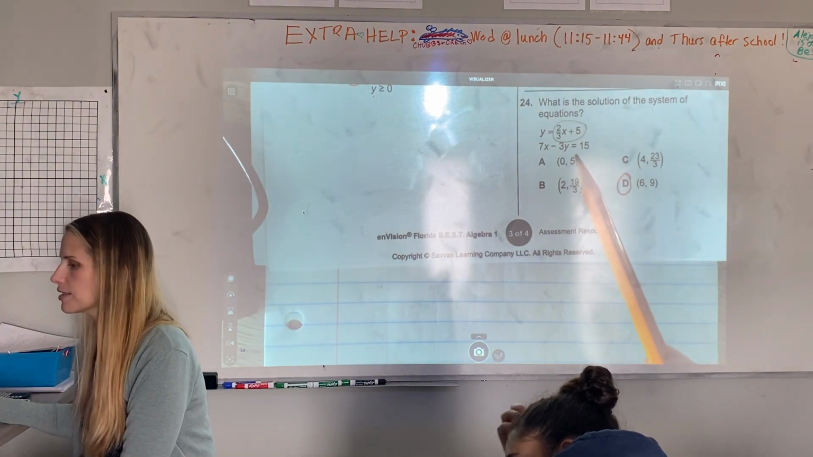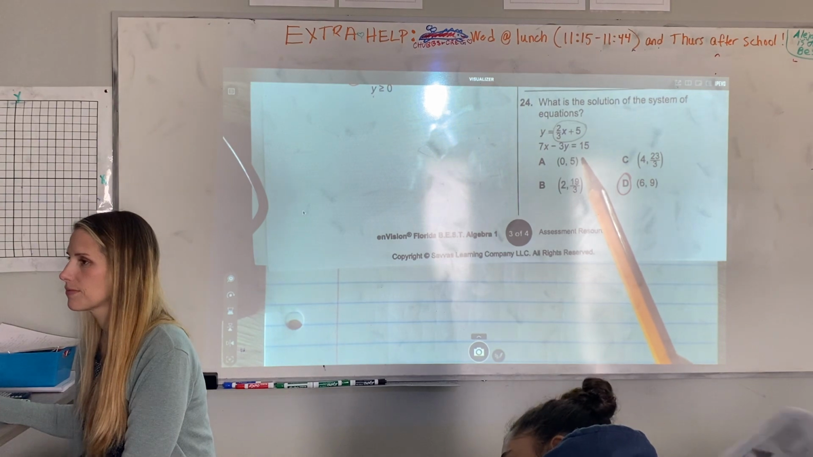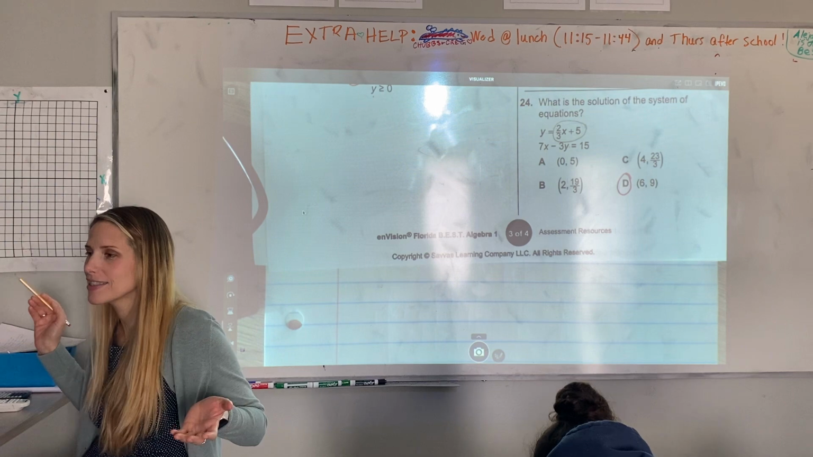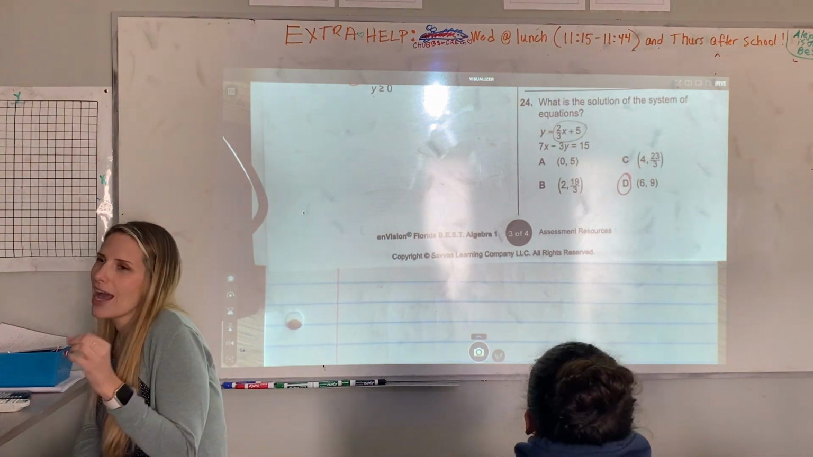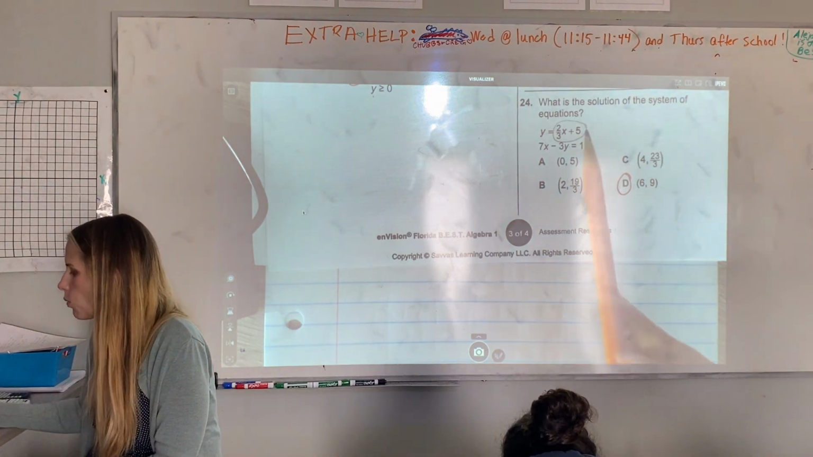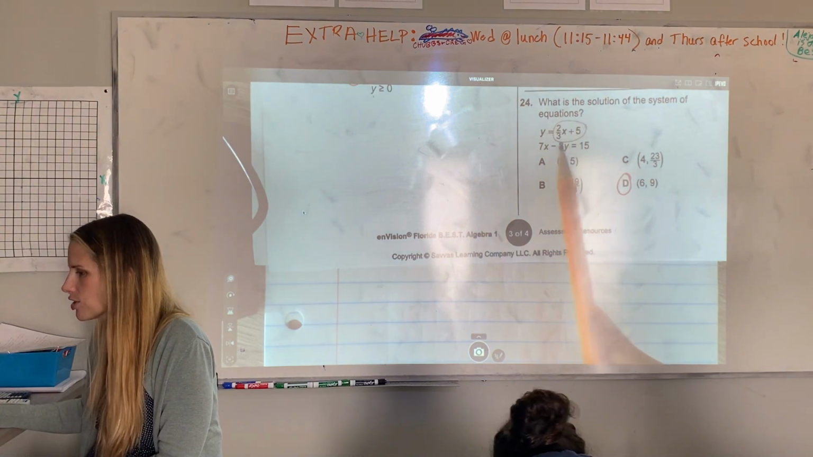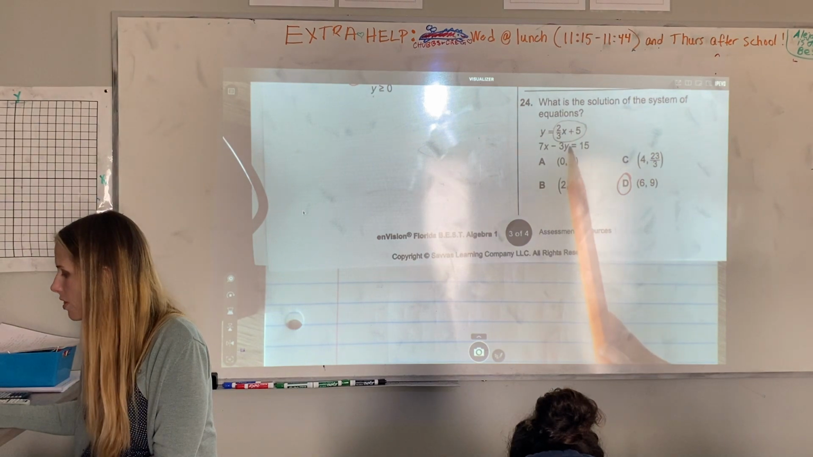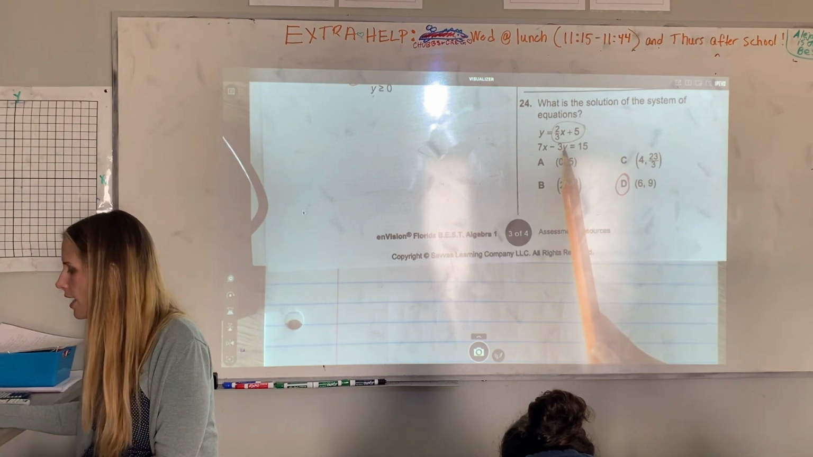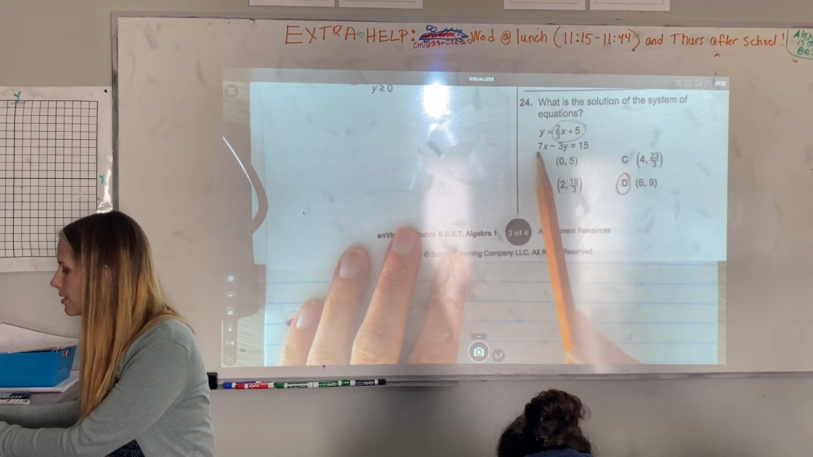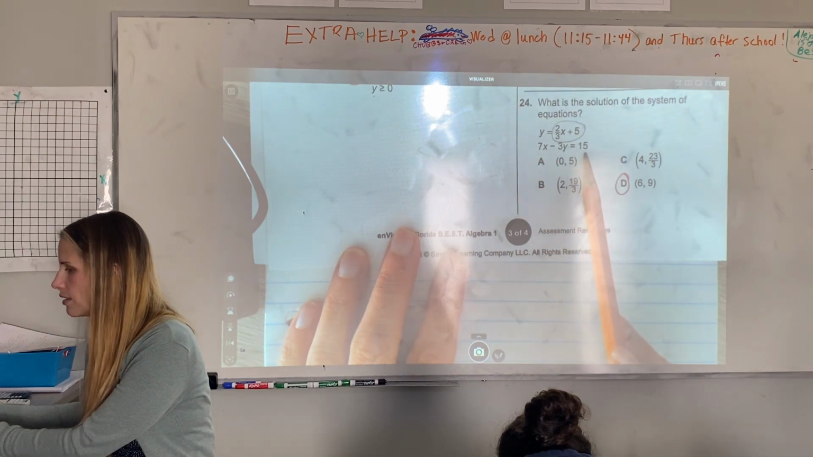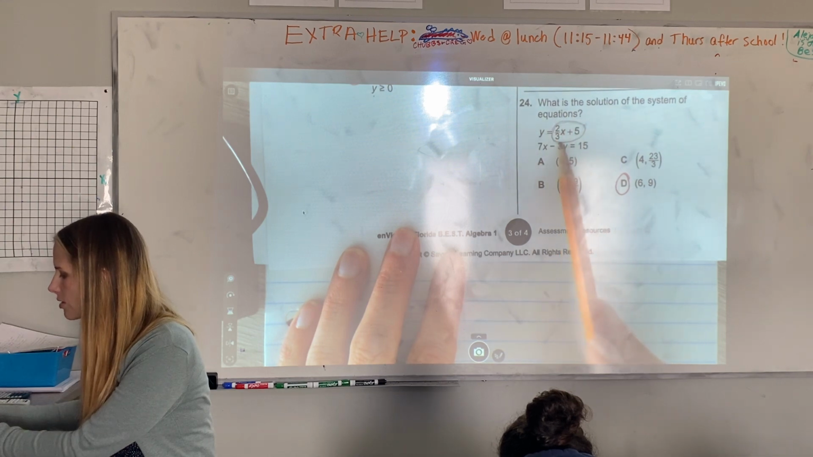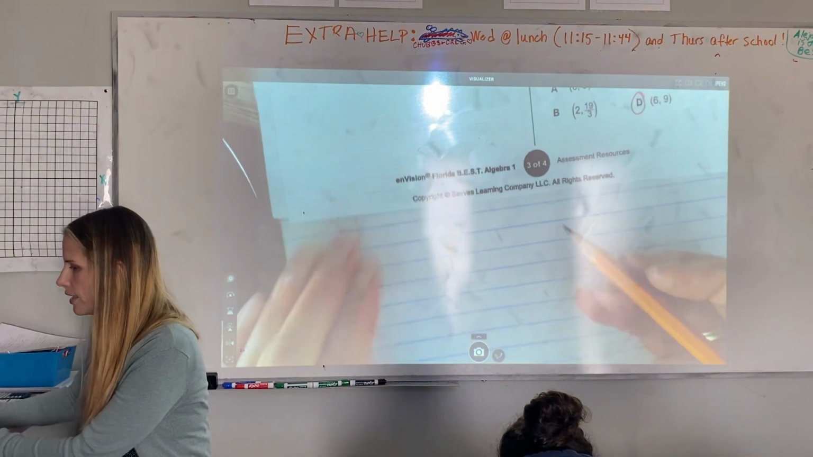Jay Nice, tell me why this is set up for substitution. Yes, because the y is already solved. We know what y is. Well, we don't know exactly what y is, but we know that y is this expression. And if that's what y is, that's what it is for this y also, right? So I can rewrite 7x minus 3y equals 15 and substitute the y for this y. So I'm going to rewrite it here.